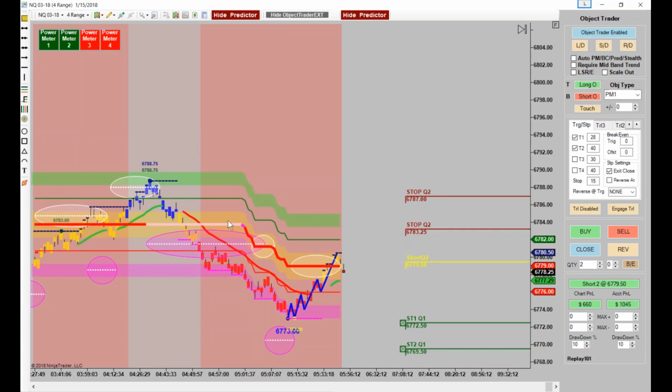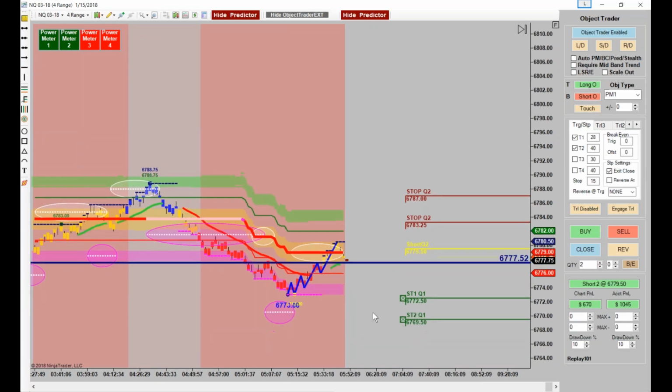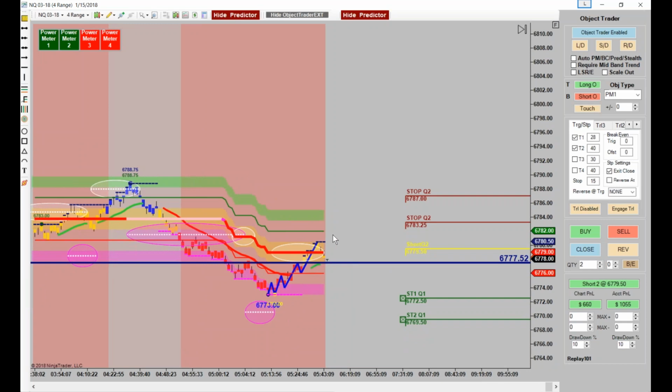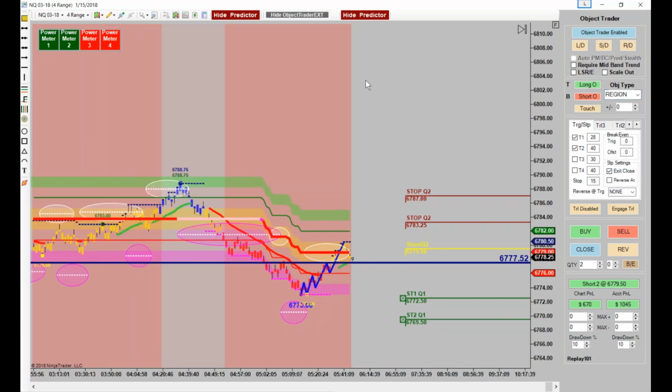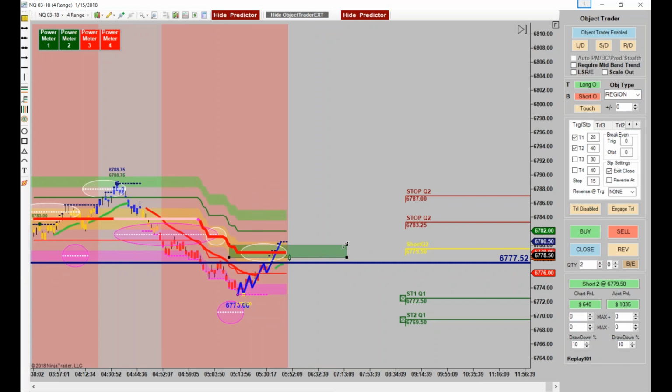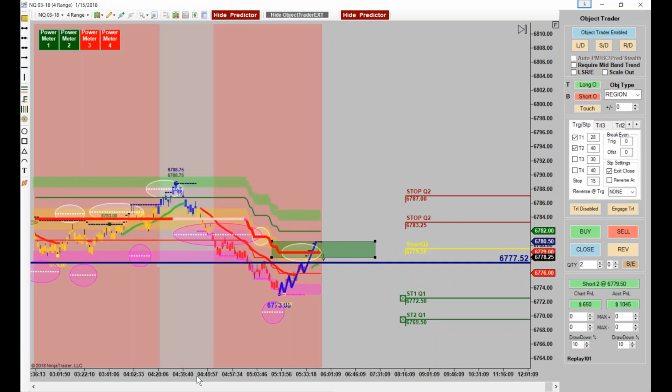You got a little support right here. Okay, if it bounces there, we're going to go a little higher because that is support, but we're going to box this one in instead. You want to try that? Region. We'll leave these turned off, and I'll draw a region. And we're going to wait to see how high it's going to go and if we can roll it over.